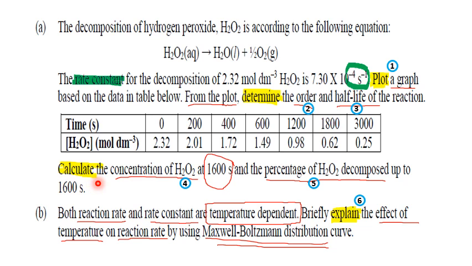Okay, next. Calculate the concentration of peroxide at 1600 seconds and calculate the percentage of peroxide decomposed up to 1600 seconds. From here, you should know you have to apply integrated rate law. Okay, next, part B. Both reaction rate and rate constant are temperature dependent. Briefly explain the effect of temperature on reaction rate by using Maxwell-Boltzmann distribution curve. So everyone should know what is Maxwell-Boltzmann distribution curve, and you have to know how to draw it. Since the question wants you to explain, you can explain according to the drawing.